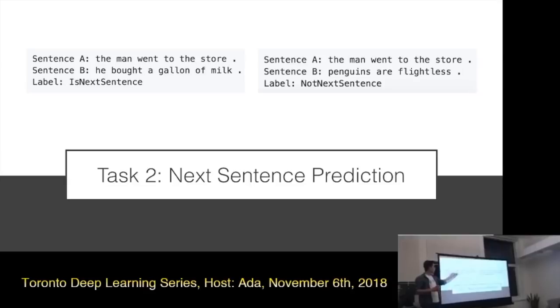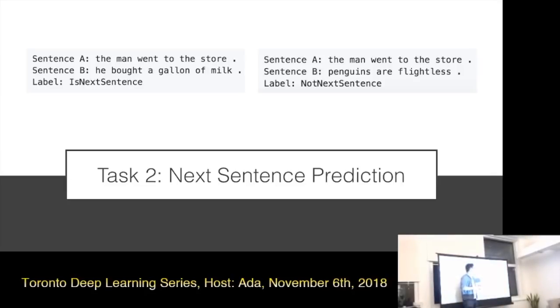Example here: the man went to the store, he bought a gallon of milk. Well, this sentence comes after this sentence, right? In this other case, the man went to the store, penguins are flightless, which is likely not the next sentence of that text. So this task allows BERT to learn the relationship between sentences, and that's the other missing piece.